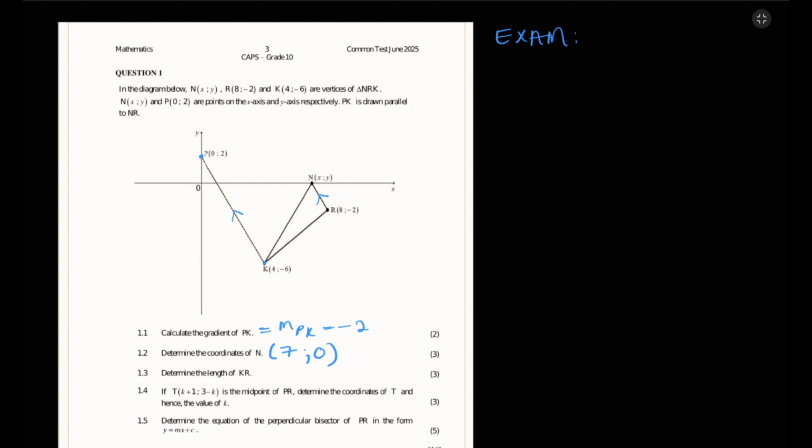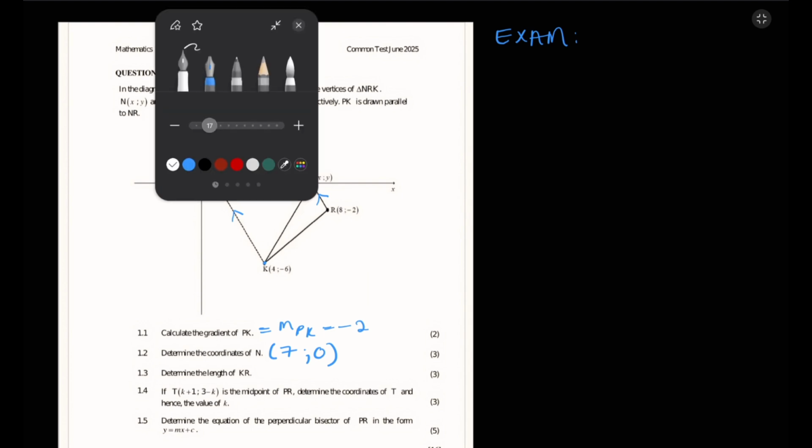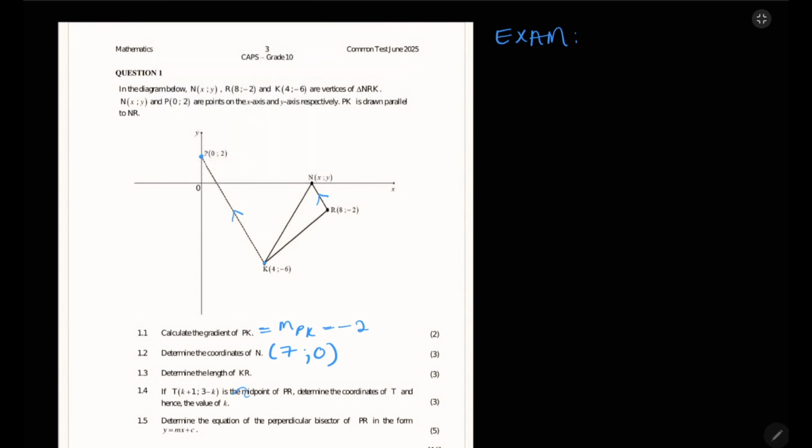1.4, we have if T, then our coordinates are k plus 1 and 3 minus k, is the midpoint of PR. Determine the coordinates of T, hence the value of k. So before we try to understand what is fully going on, I think we should focus on the midpoint of PR. Let's try to find the midpoint of PR. Remember, the midpoint formula is x1 plus x2 over 2, and we also have y1 plus y2 over 2.